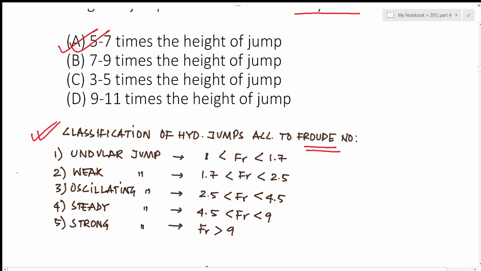So for undular jump, the Froude number is from 1 to 1.7. For weak jump, the Froude number is between 1.7 to 2.5. For oscillating jump, the Froude number is between 2.5 to 4.5. For steady jump, it is between 4.5 to 9. And for strong jumps, it is greater than 9. So I would recommend remembering these as well. These might come in the exams as well.